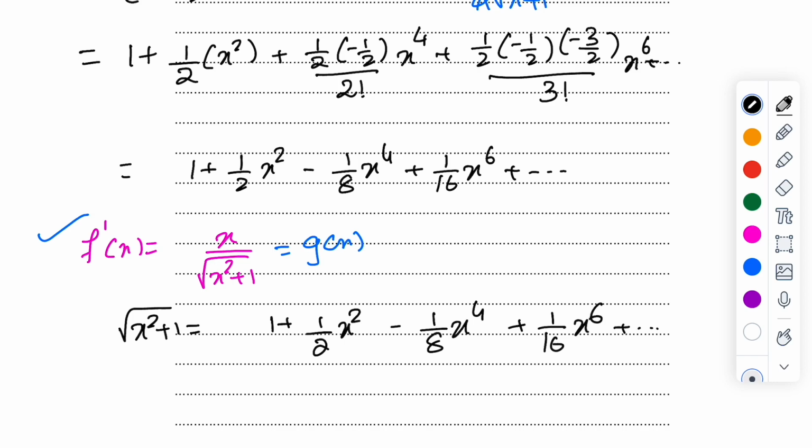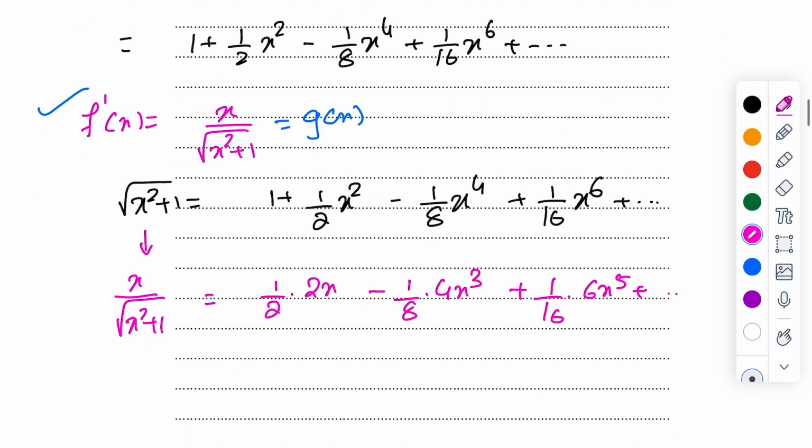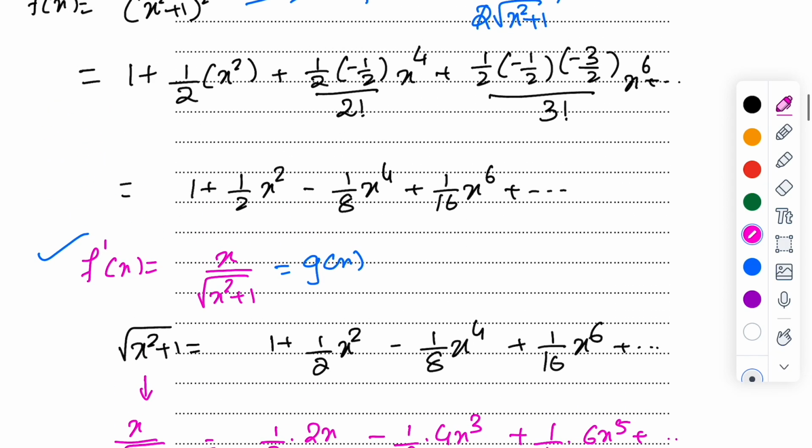So I'll be differentiating on both sides. So this becomes x upon square root of x square plus 1 equals, the derivative of 1 is 0, so 1 upon 2 times 2x minus 1 upon 8 times 4x cube plus 1 upon 16 times 6x to the power of 5 and so on. So what does that become now? x minus x cube by 2 plus 3 upon 8 x power 5 and so on. That's the Maclaurin series for x upon square root of x square plus 1.